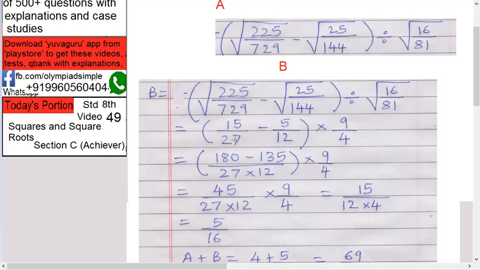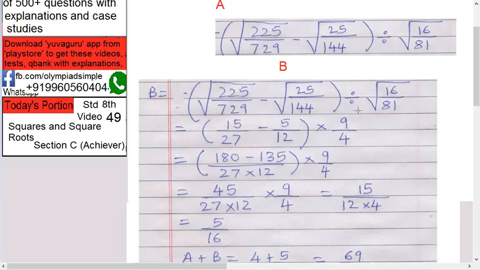I am telling you every time in my videos: learn table squares up to 30, cubes up to 15. Then 25 square root 5, 144 square root 12 divided by, we'll convert this to multiply. This 81 will go up, 16 will go down, and square root then.